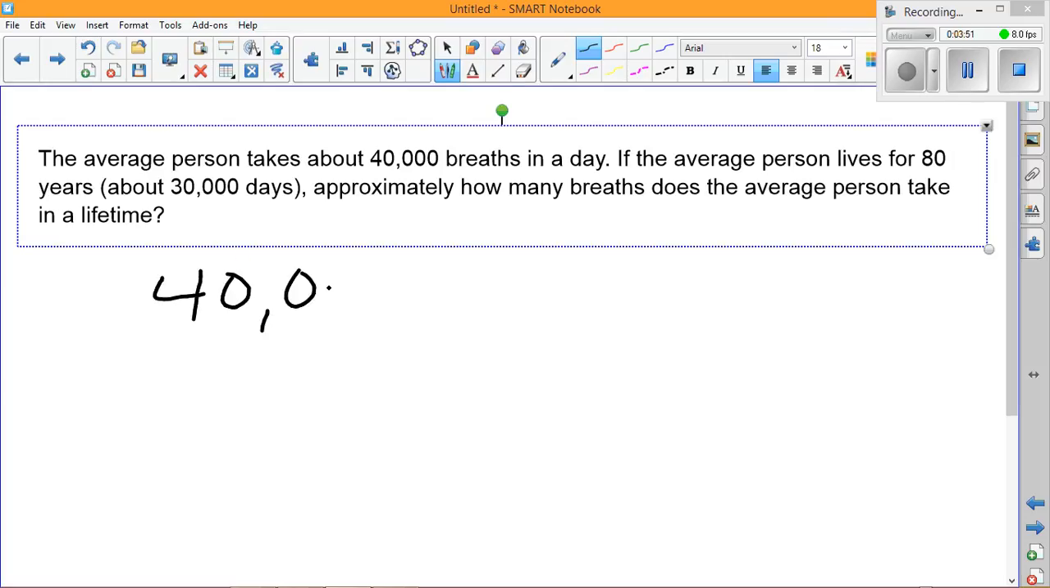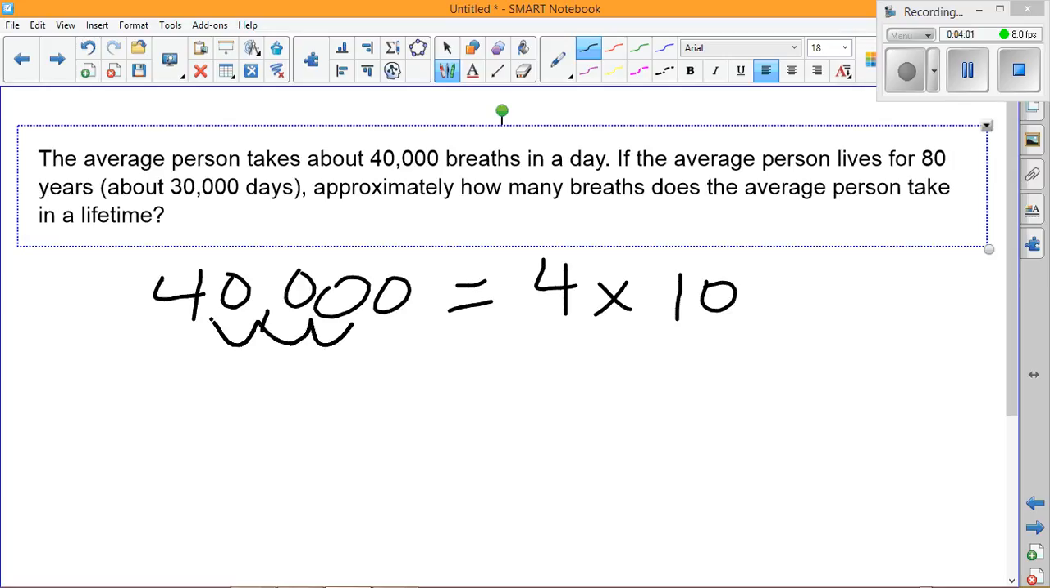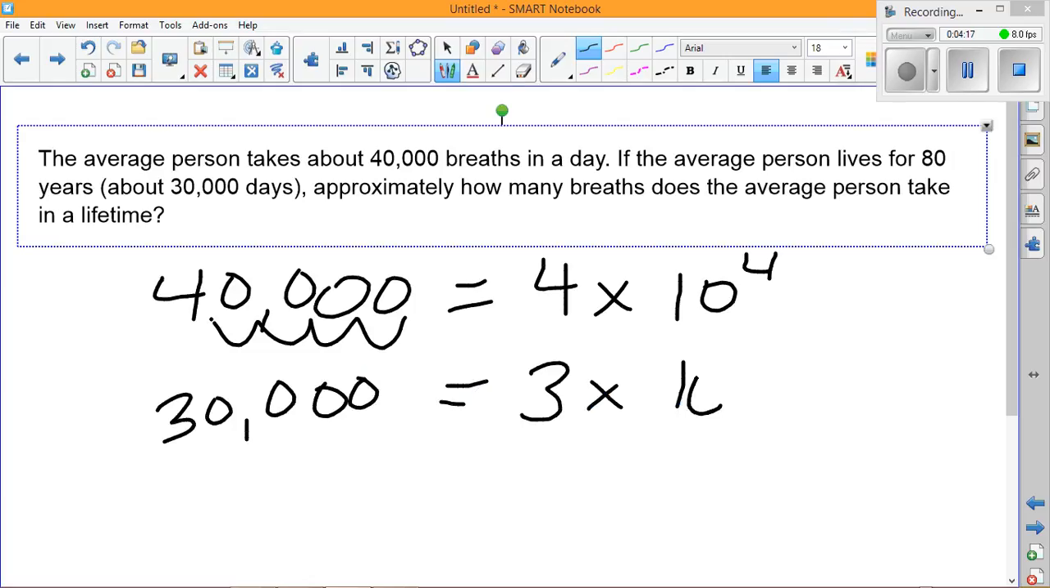I can rewrite 40,000 as 4 times 10, and the 10 part is, if I put the decimal there and made it a 4, you can count the number of spaces over. So it's 1, 2, 3, 4 spaces. So it's 4 times 10 to the fourth. And 30,000 is equal to 3 times 10 to the fourth.